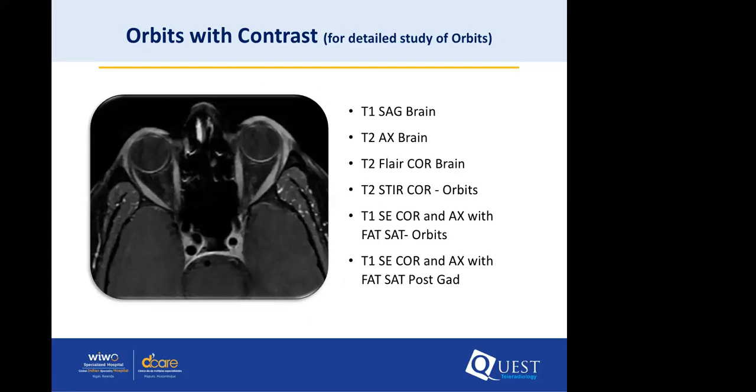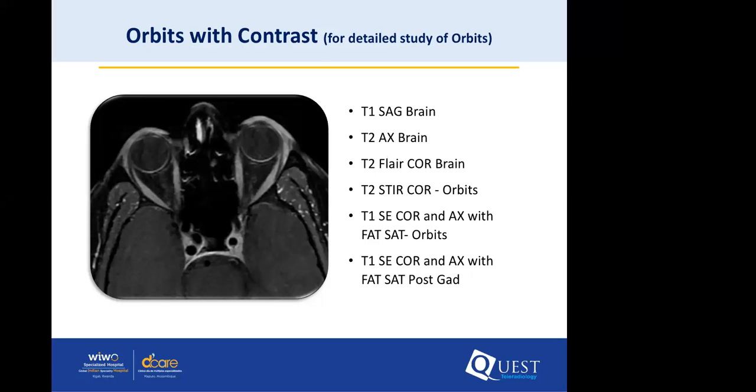So if you're moving purely to orbits, it's your T1 coronals and axials, fat suppressed, beautiful. When you do that, you see the globe, the enhancement of the extraocular vessels, the optic nerves going in right up to the cavernous sinus. So you get a beautiful view of the globe, the retro-ocular pathologies. You tend to see everything beautifully on a fat suppressed T1. Obviously, you can use a coronal and axial here, pre and post contrast imaging for orbits.